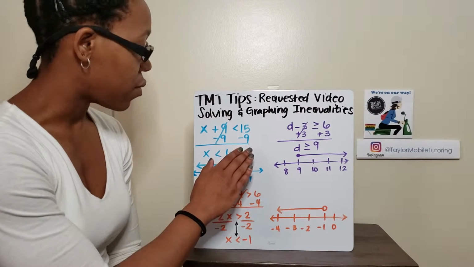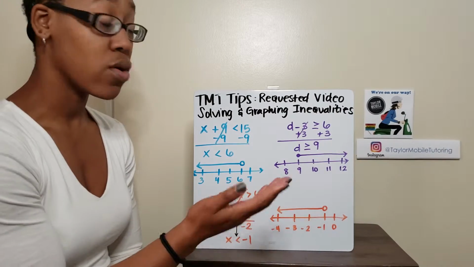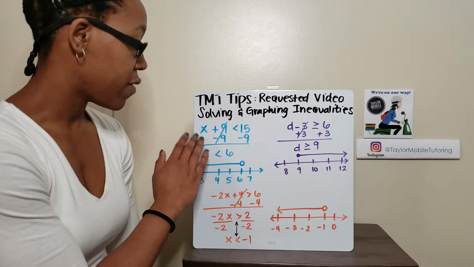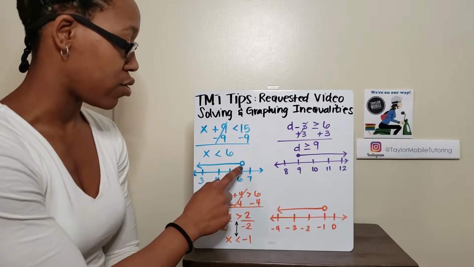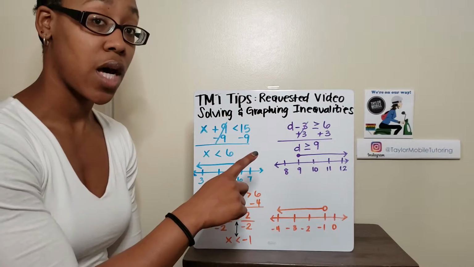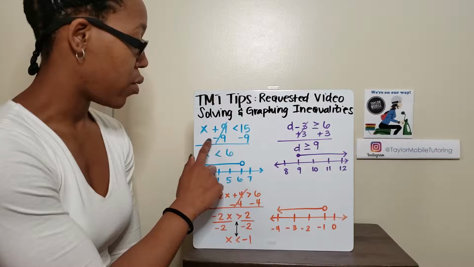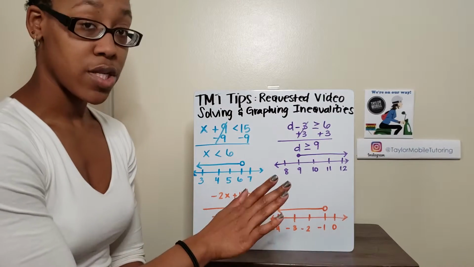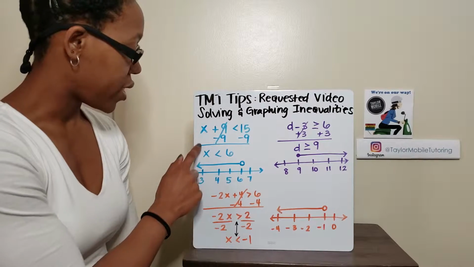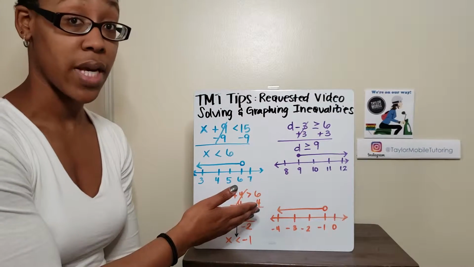So here I have an example. This inequality is x plus 9 is less than 15. My goal, just like with a regular equation, is to isolate my variable so that I can figure out what my solution is. Since this 9 is being added, I'm going to do the opposite operation in order to remove it from this side of the inequality. So I'm going to subtract 9 from both sides. This cancels out and becomes 0, so that's gone. Next I have 15 minus 9, which gives me 6. I bring down my x, and now I have x is less than 6. That's the solution to my inequality.